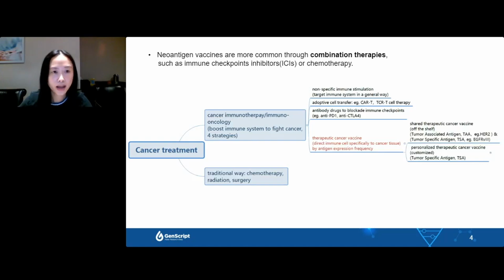And neoantigen vaccines are usually used in combination with other therapies, so it's called combination therapy. Sometimes we will see some cases later where it is combined with immune checkpoint inhibitors.